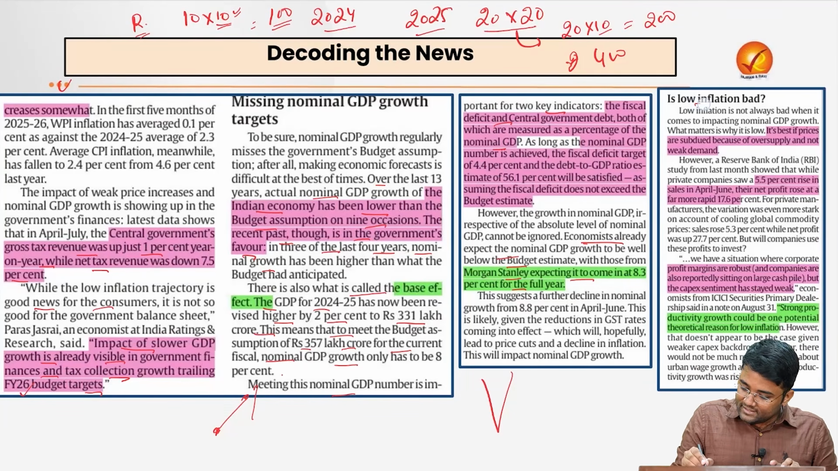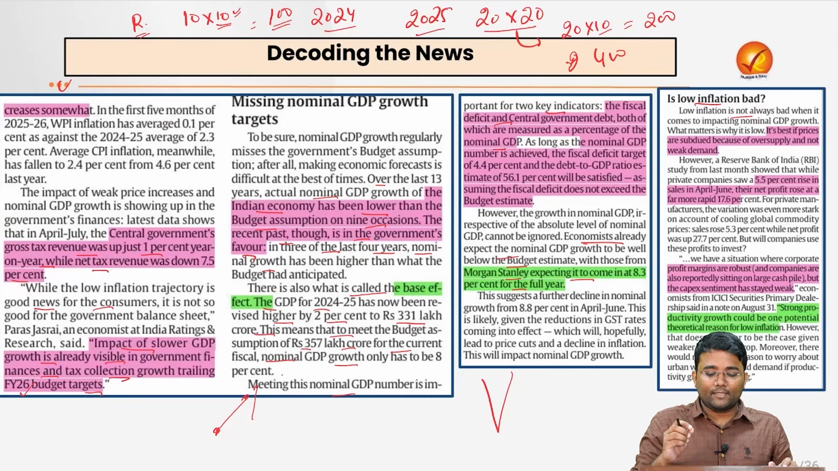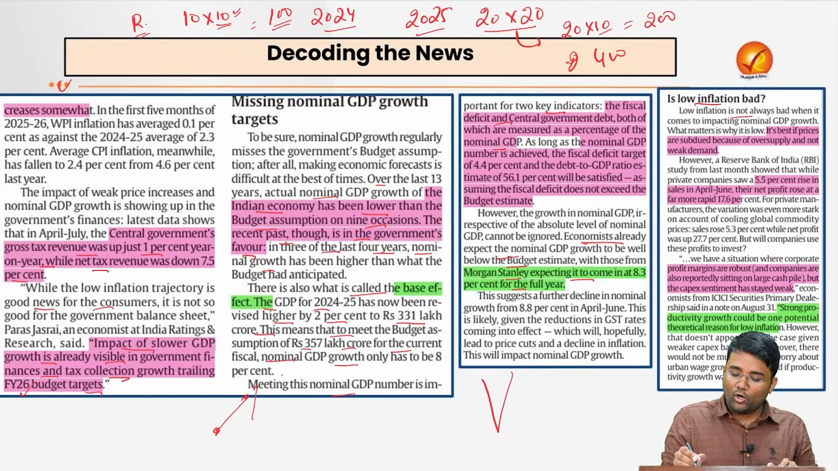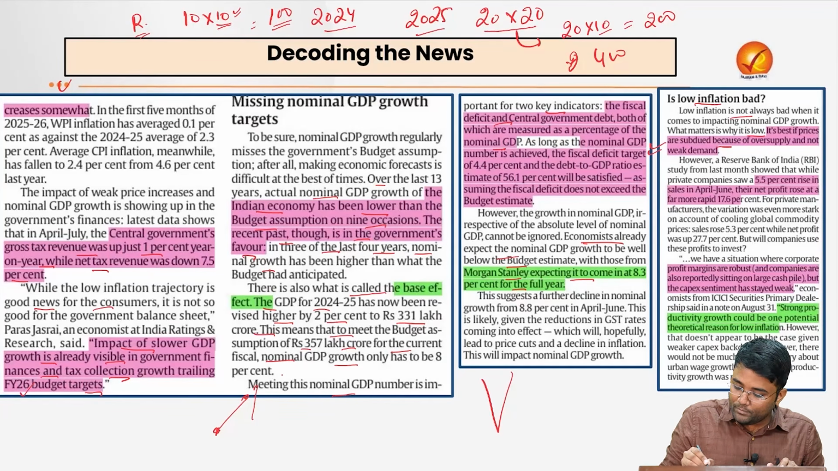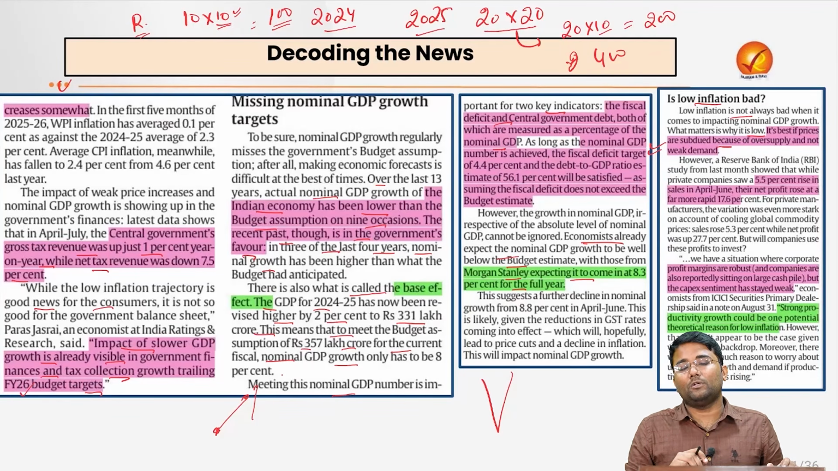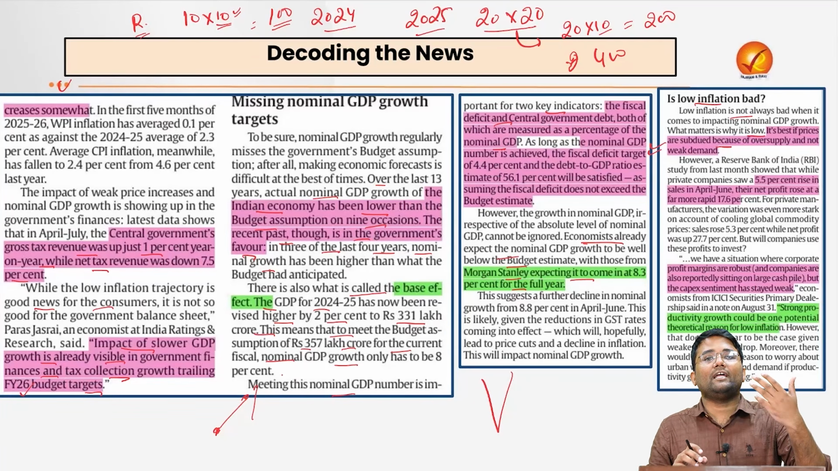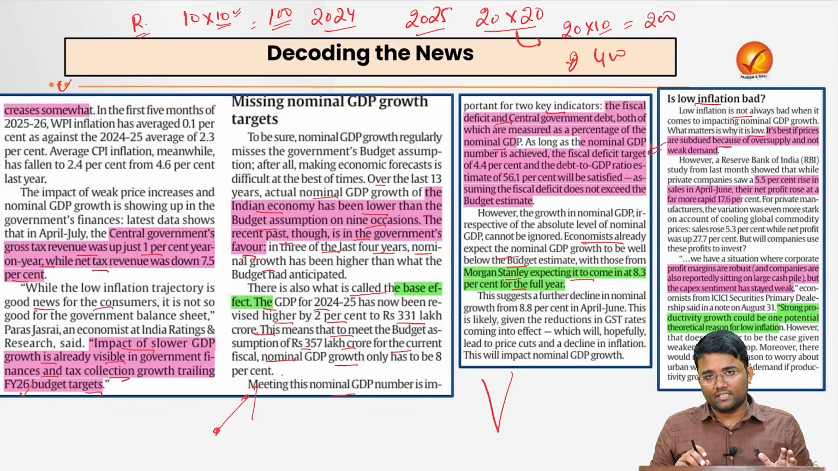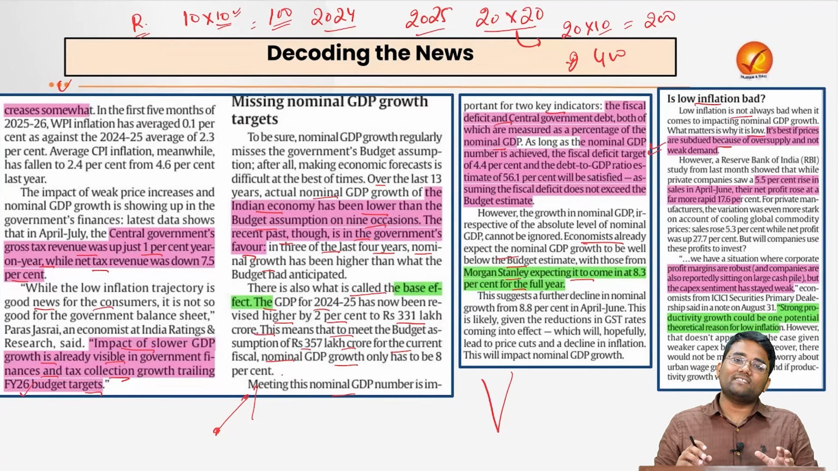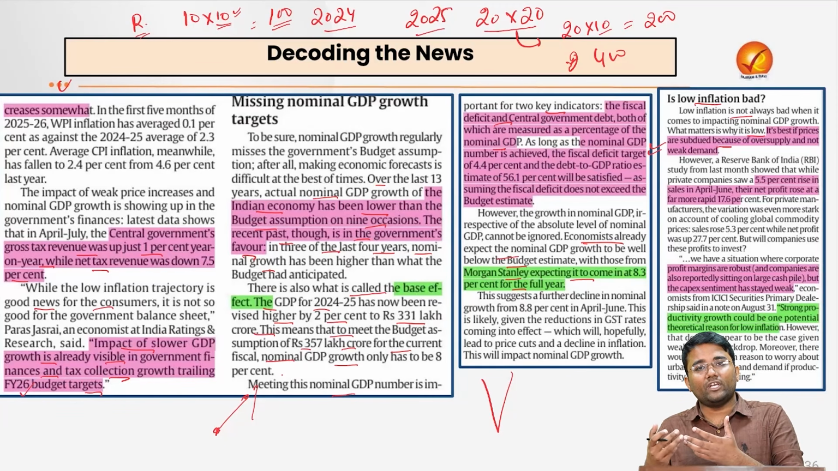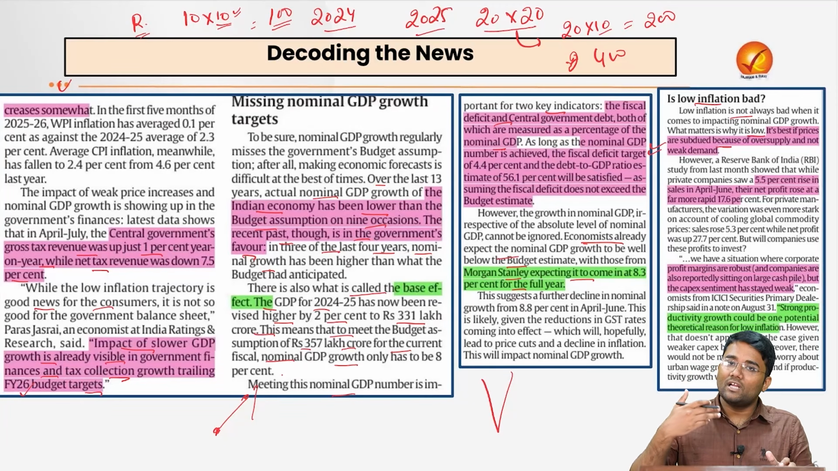Also, is low inflation always bad? Low inflation is not always bad when it comes to impacting the nominal GDP growth rate. What matters is why it is low. It is best if prices are subdued because of oversupply and not because of over demand. Because if there is oversupply, that means goods and services are being produced more by industries, and that is creating more jobs.